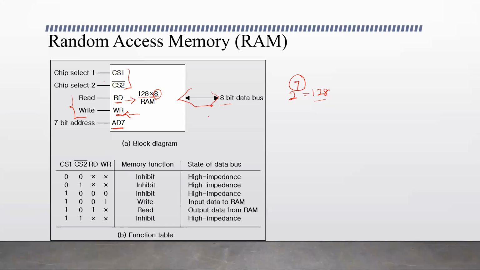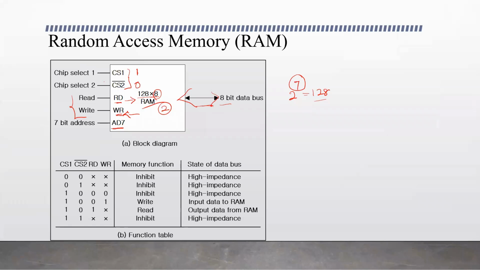And this table below shows the function of this RAM. Let's say that CS1 is 1 to select this particular RAM. Let's say this is RAM chip 2. To select this particular RAM, CS1 should be 1 and the value of CS2 is 0. The combination of these two select lines, 1, 0, selects this RAM chip.